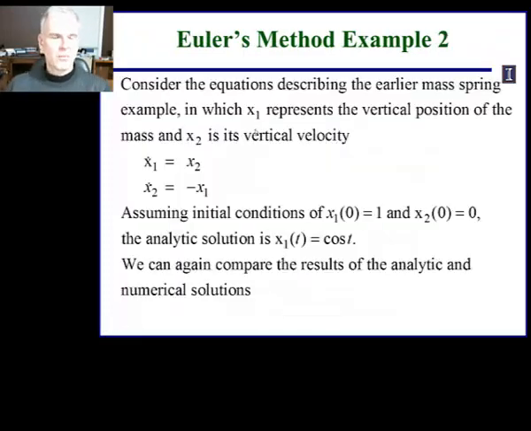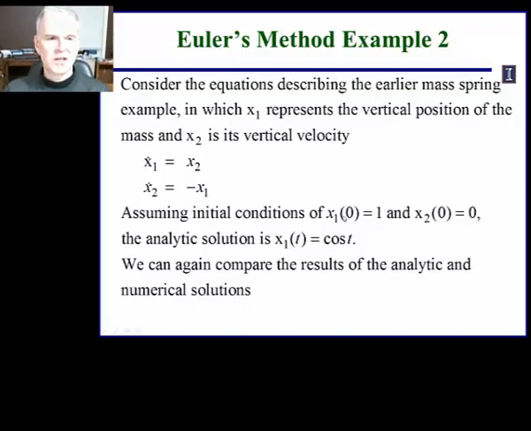Okay, now that one's relatively straightforward because it's just got a single variable. Now let's consider the second example, the earlier mass spring case. x1 represents the vertical position, x2 represents its velocity. I substituted in some relatively straightforward numbers such as m equal to 1. So we reduced it down to where x1 dot is equal to x2 and x2 dot is equal to minus x1.